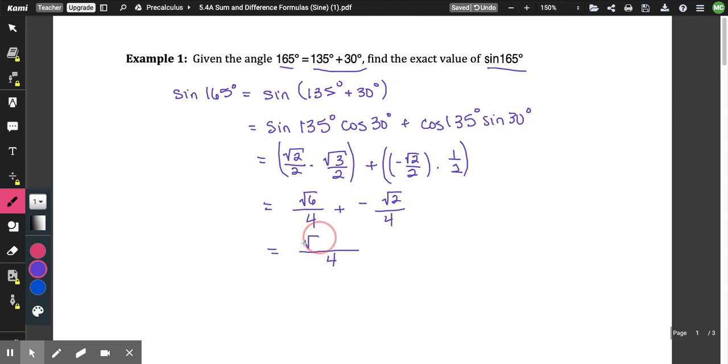Now, I can't actually combine those because they're both irrational numbers, and we would have to evaluate the radicals before we could do that subtraction. So my final result would actually be just root 6 minus root 2 divided by 4.